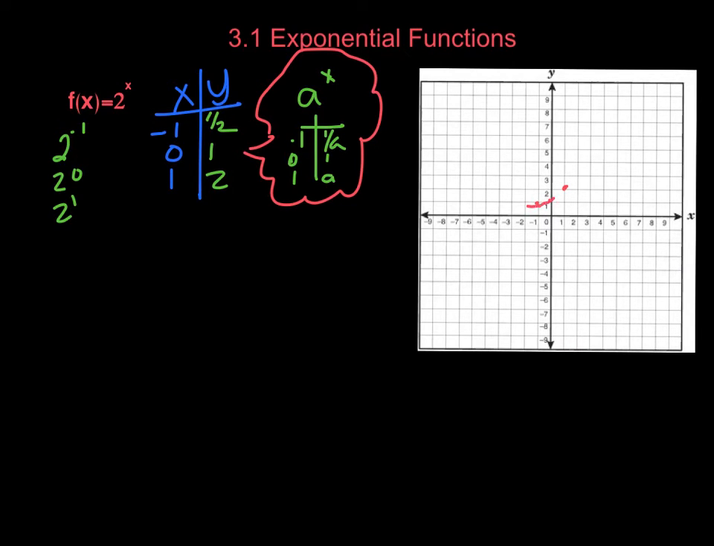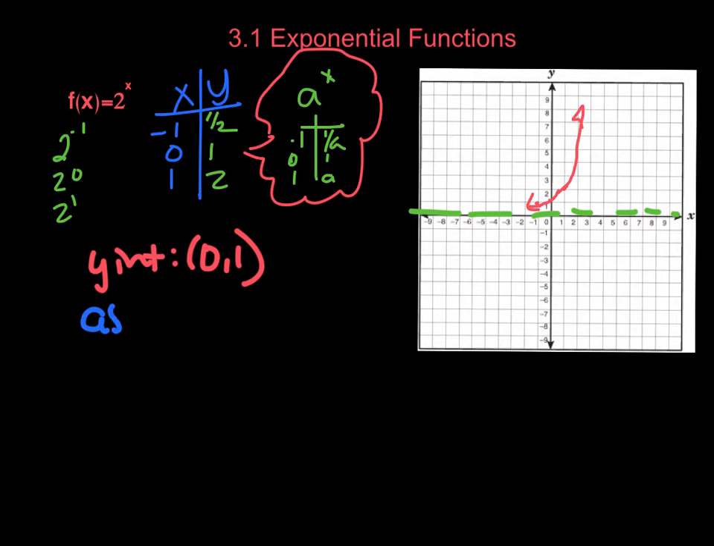Oops. And try to connect them the best I can. And I also have an asymptote. Let me make this a little thicker so you see the asymptote. A horizontal asymptote. So my y-intercept is going to be 0, 1 for my parent. I haven't moved anything. My asymptote is y equals 0.